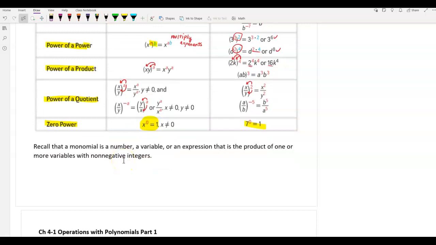All right, now we're going to recall that a monomial, meaning one term, which is where that prefix mono comes from, can be a number, a variable, or an expression that is the product of one or more variables with non-negative integers. Product meaning I can be multiplying all these things as long as I don't have any adding, subtracting going on.